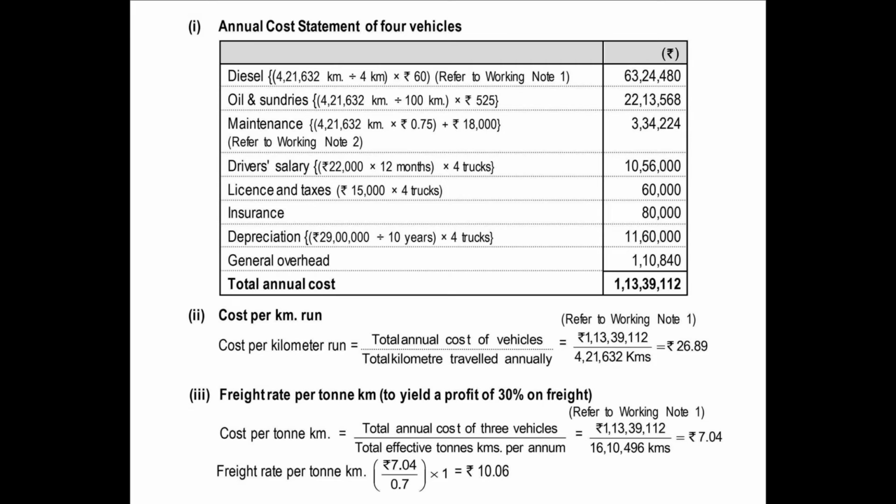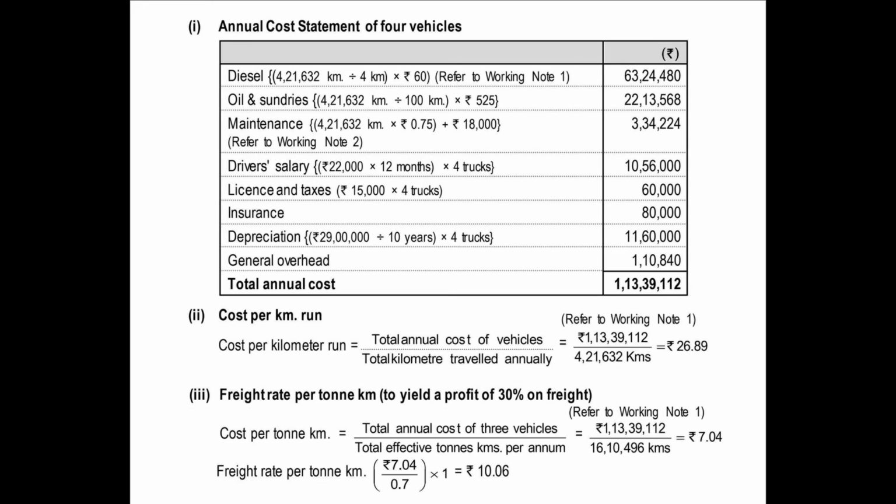Then the next expense is general overhead expense. Per annum is given. Straight away you can update general overhead expense in the outer column: 1,10,840. Then add all from diesel to general overhead: 63,24,480; 22,13,568; 3,34,228; 10,56,000; 60,000; 80,000; 11,60,000; 1,10,840. The total annual cost is 1,13,39,112. So we have answered the first part of the question.